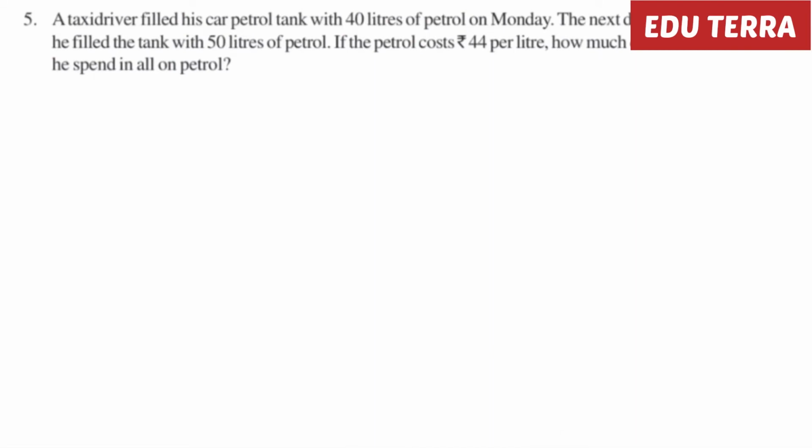Question number 5. A taxi driver filled his car petrol tank with 40 liters of petrol on Monday. The next day he filled the tank with 50 liters of petrol. If the petrol cost rupees 44 per liter, how much did he spend in all on petrol? It means first we will try to find the total petrol he filled in the tank. So here you can see total means on Monday and on next day.